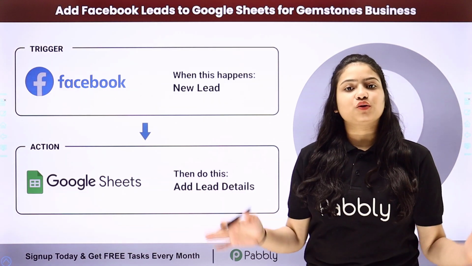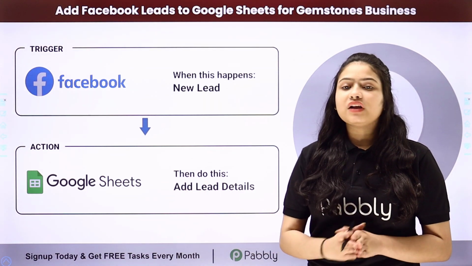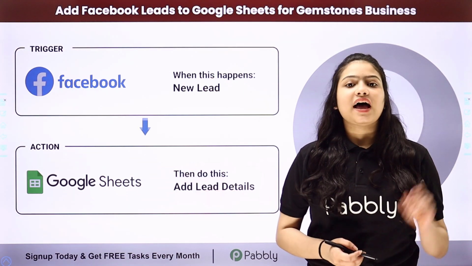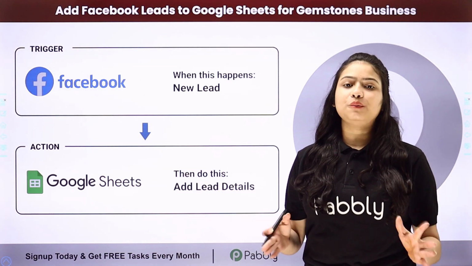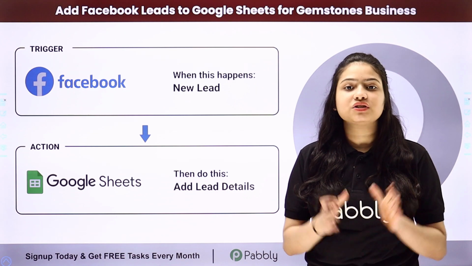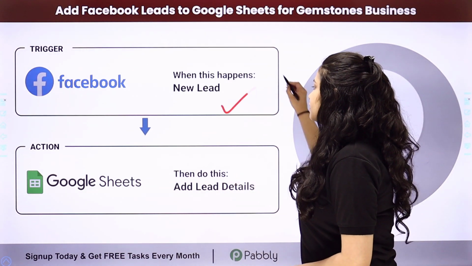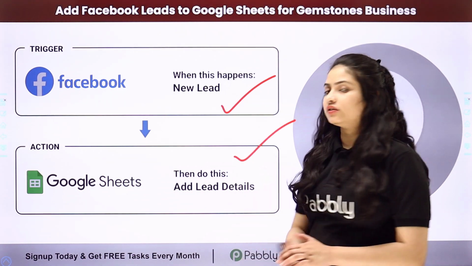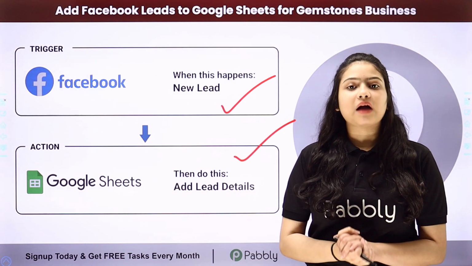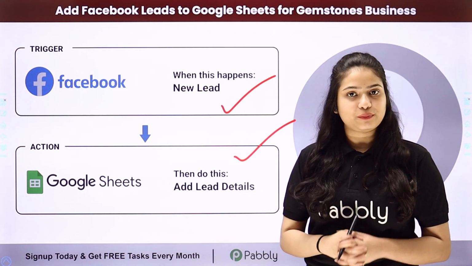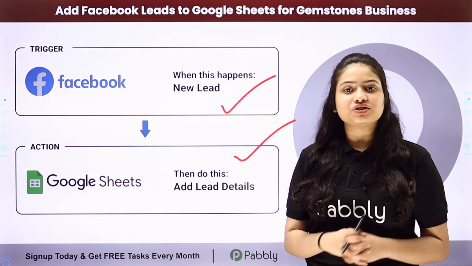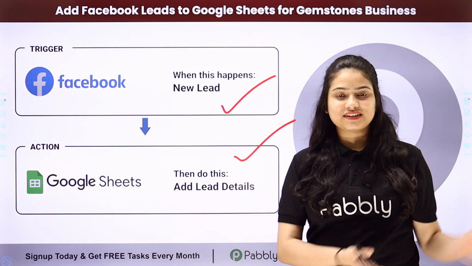So how are we going to automate this entire process? For this, we will have to integrate both these applications, and that we are going to do without any coding or programming skills with the help of Pabbly Connect, which is an amazing automation and integration software. Now here we have Facebook lead ads in our trigger and Google Sheets in our action. So we are going to connect both of them by using Pabbly Connect in order to automate this entire process. And to learn this entire automation step by step, let me take you all to my screen.